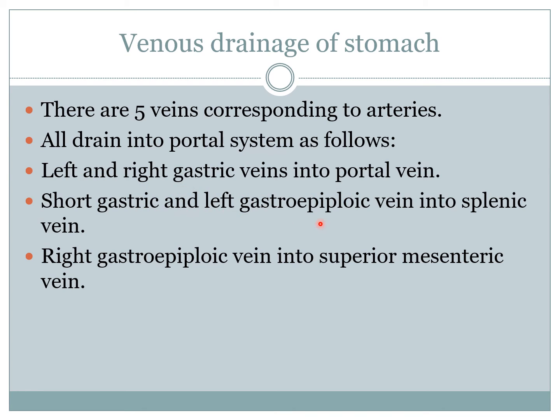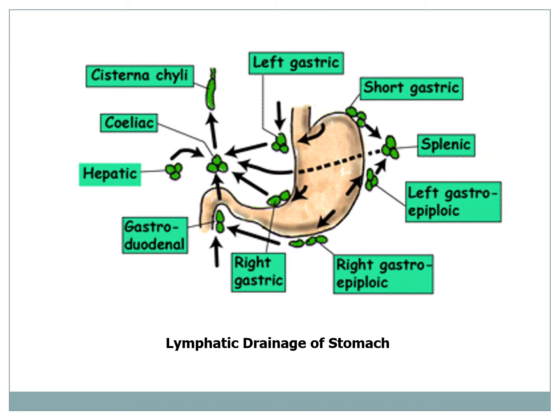Short gastric and the left gastroesophageal vein drain into the splenic vein, and the right gastroesophageal vein into the superior mesenteric vein. Now the lymphatic drainage of the stomach.